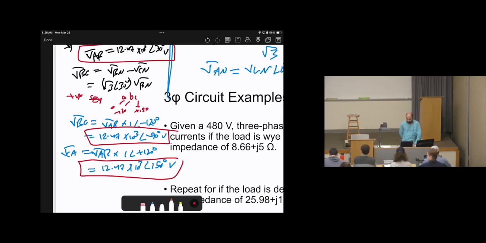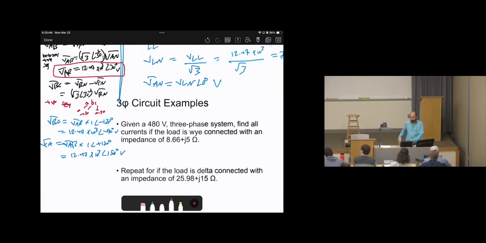Okay. Now, so far, we did the 3-phase as voltages or as currents. The challenge is how to deal with the 3-phase circuits. How can I solve a 3-phase circuit system?